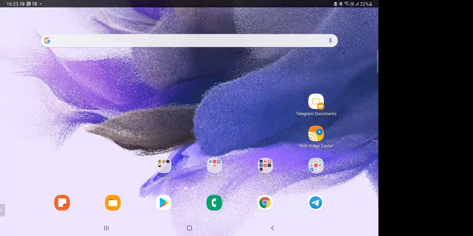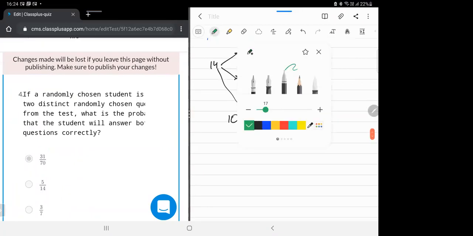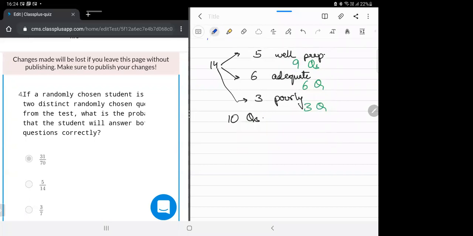So you have a randomly chosen student who's asked two randomly chosen questions. Okay, so first of all I have to find the probability of both questions correct given that the student is well prepared. What is the probability that a well prepared student can answer both questions correctly?